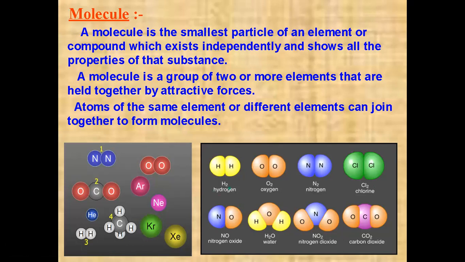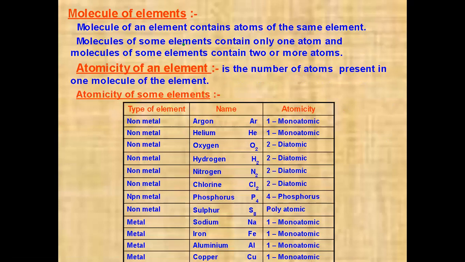Like here, as you can see, H2, O2, N2, Cl2. These are all molecules of elements. A molecule of an element contains atoms of the same element. Molecules of some elements contain only one atom and molecules of some elements contain two or more atoms.